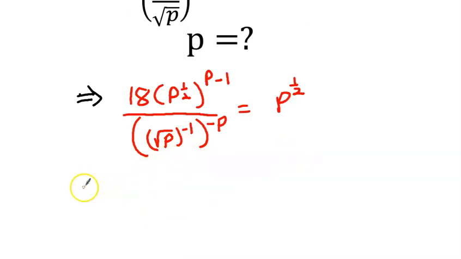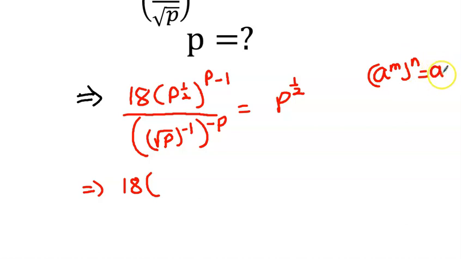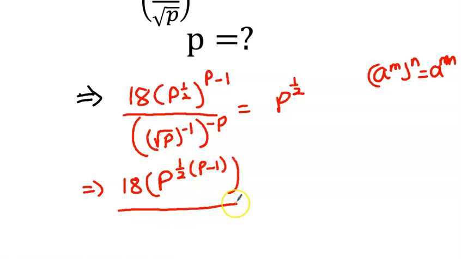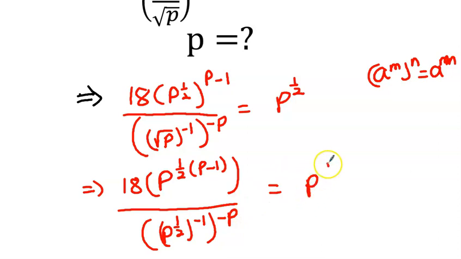So let's expand further. (a^m)^n is the same as a^(mn). So you have p raised to the power 2 times (p-1) over, now this one will be (p^(1/2), that is square root of p)^(-1), all raised to the power -p, which is equal to p raised to the power 1/2.